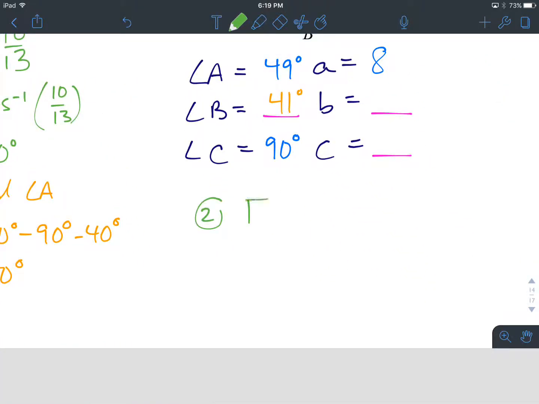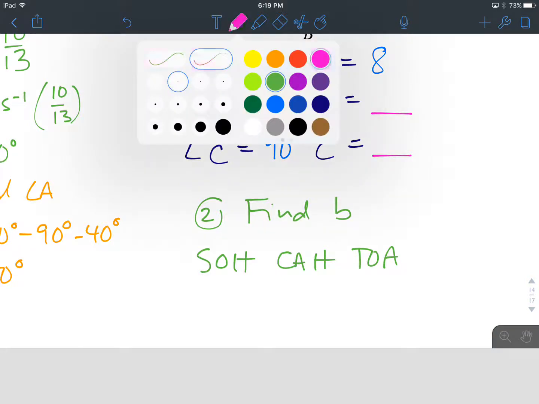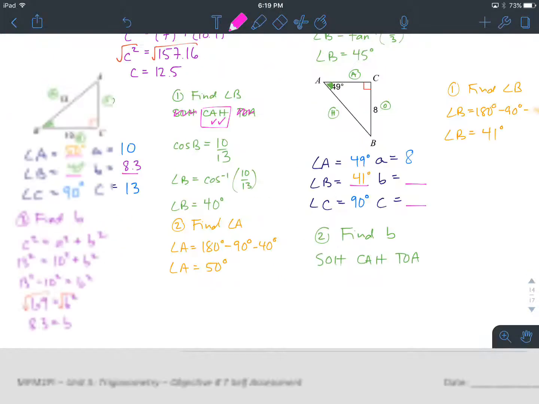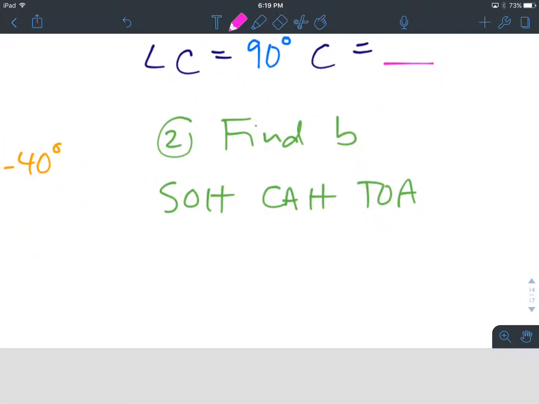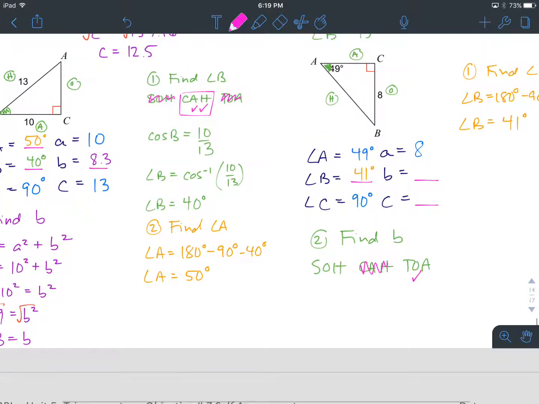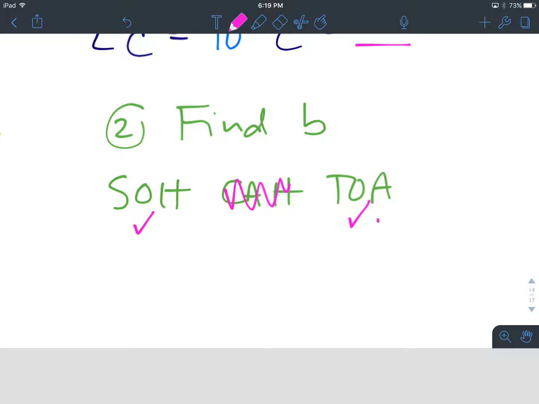To find little b, we've got our SOHCAHTOA. And what have we been given? Well, from our reference angle, we have our opposite, and we would like our adjacent. So that's going to be TOA, so let's do the tangent.